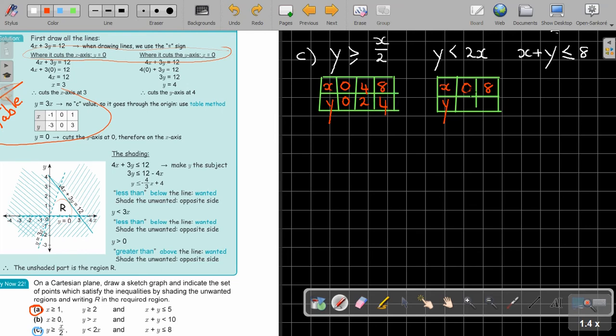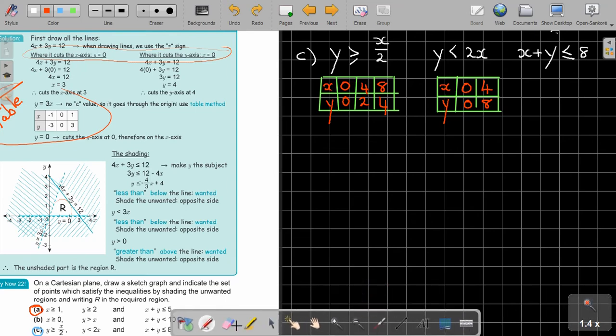And then 2 times 0 is 0. I think this one is going to be a bit big. Let's rather take 4 there. 2 points is enough. So 2 times 4 will be 8. And remember what I said to you: if it's 1x plus 1y equals 8, it will cut the x-axis at 8 and it will cut the y-axis at 8.